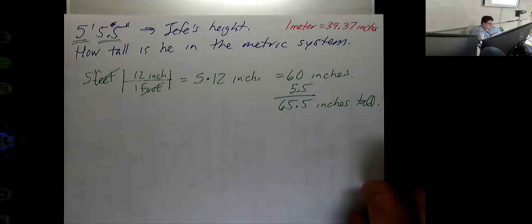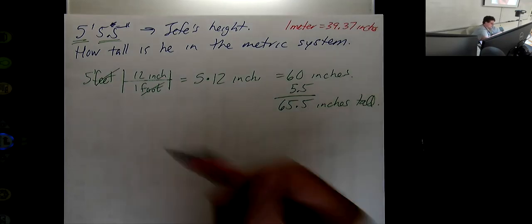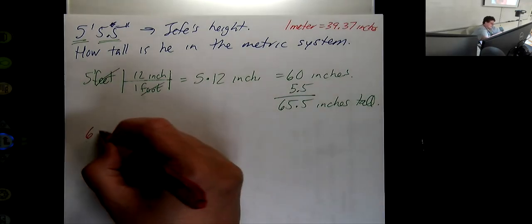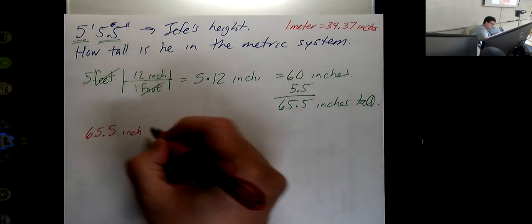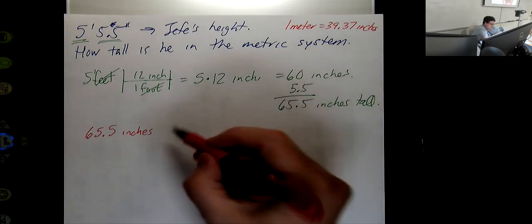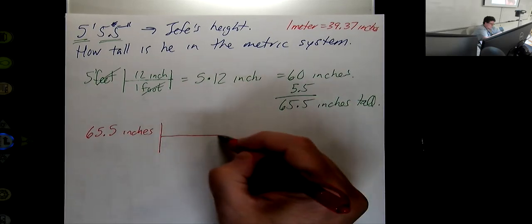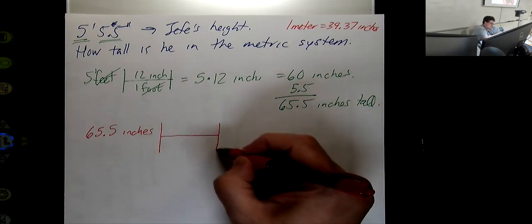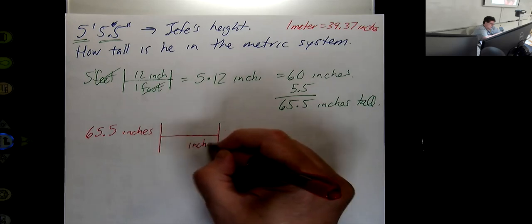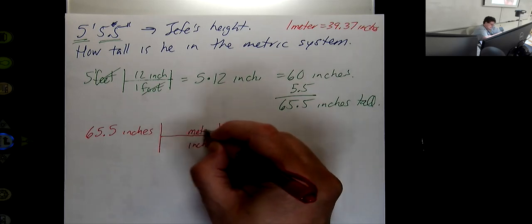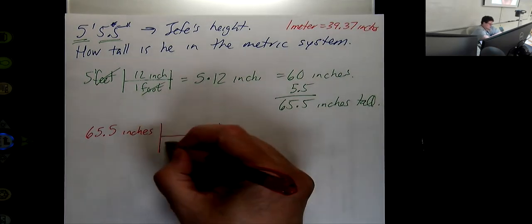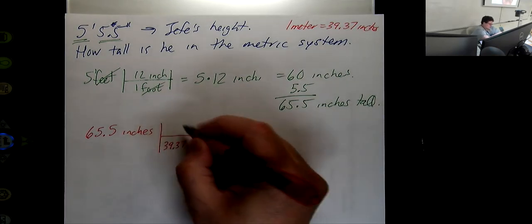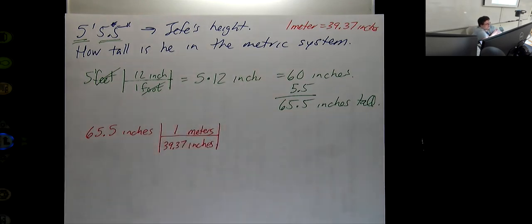So now we can convert this to meters. If I start with inches, and I use that conversion we had up above, and I want to throw inches overboard and pick up meters. And it says 39.37 inches is 1 meter.